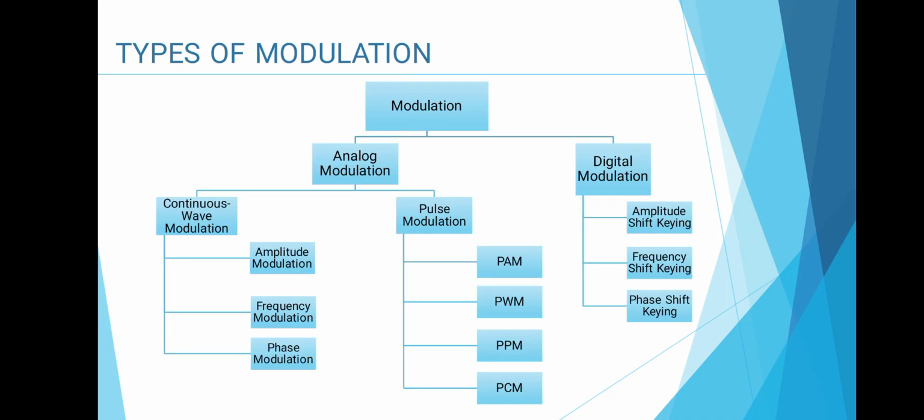There are different types of modulation, which are broadly classified into analog modulation and digital modulation. Analog modulation is further divided into two types: continuous wave modulation and pulse modulation. Continuous wave modulation is also divided into three types: amplitude modulation, which we will discuss in detail in the following slides, and the others are frequency modulation and phase modulation. On the other hand, digital modulation is also classified into three types: amplitude shift keying, frequency shift keying, and phase shift keying.